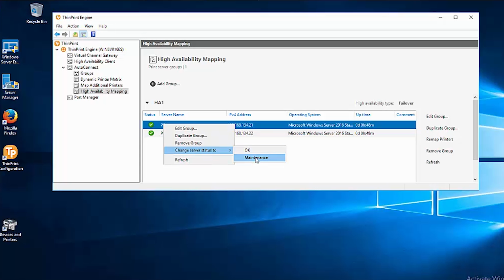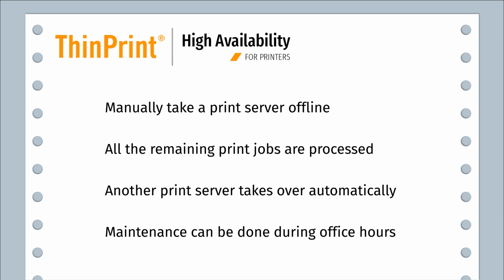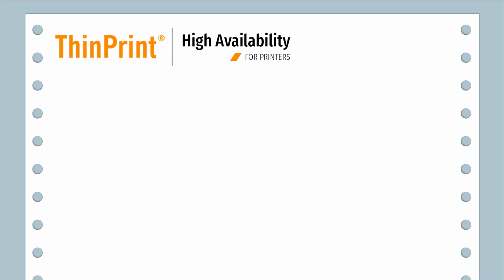Thanks to our maintenance mode, admins now have the ability to manually take a print server offline. All the remaining print jobs will still be processed, but no new jobs are taken on. Another print server then takes over, and all maintenance work can be done during normal office hours, rather than late during evenings or on weekends.